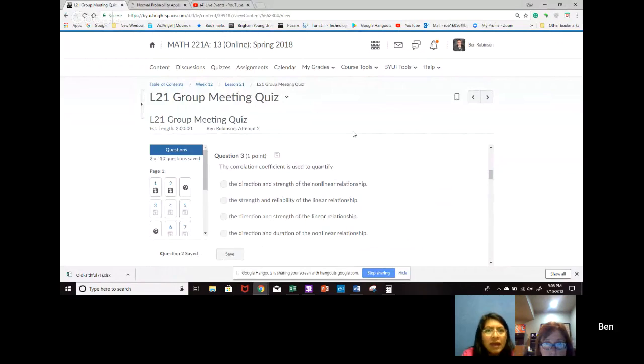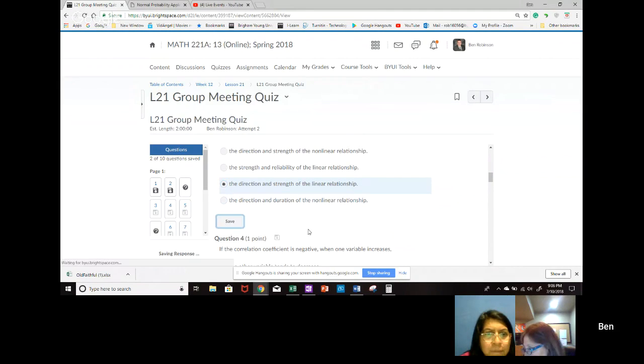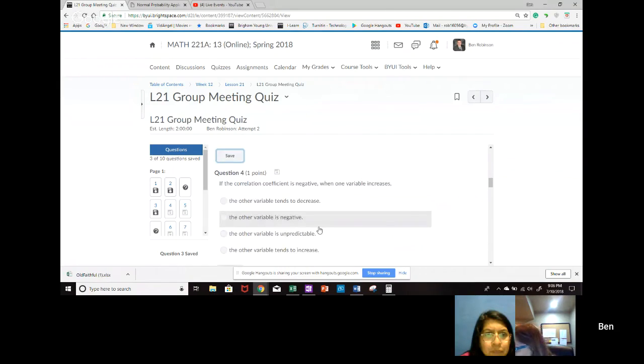Okay. It says the correlation coefficient is used to quantify the direction and strength of linear relationship. Yes, the third one. I agree. All right. I can go second.